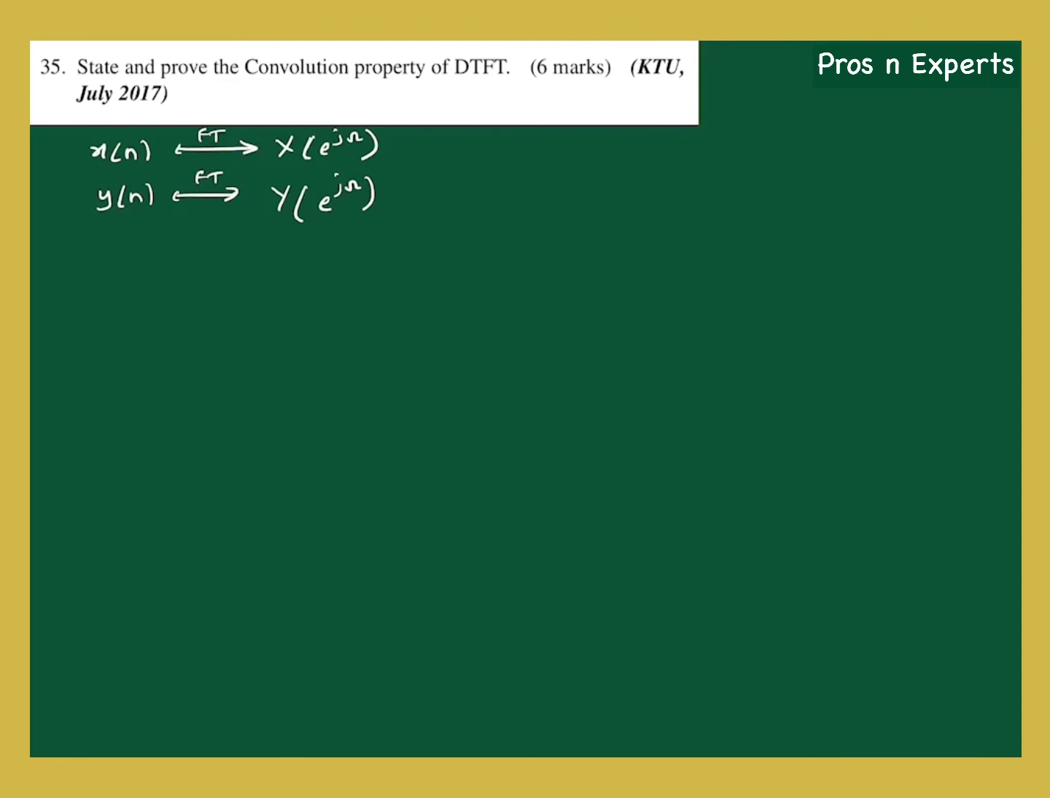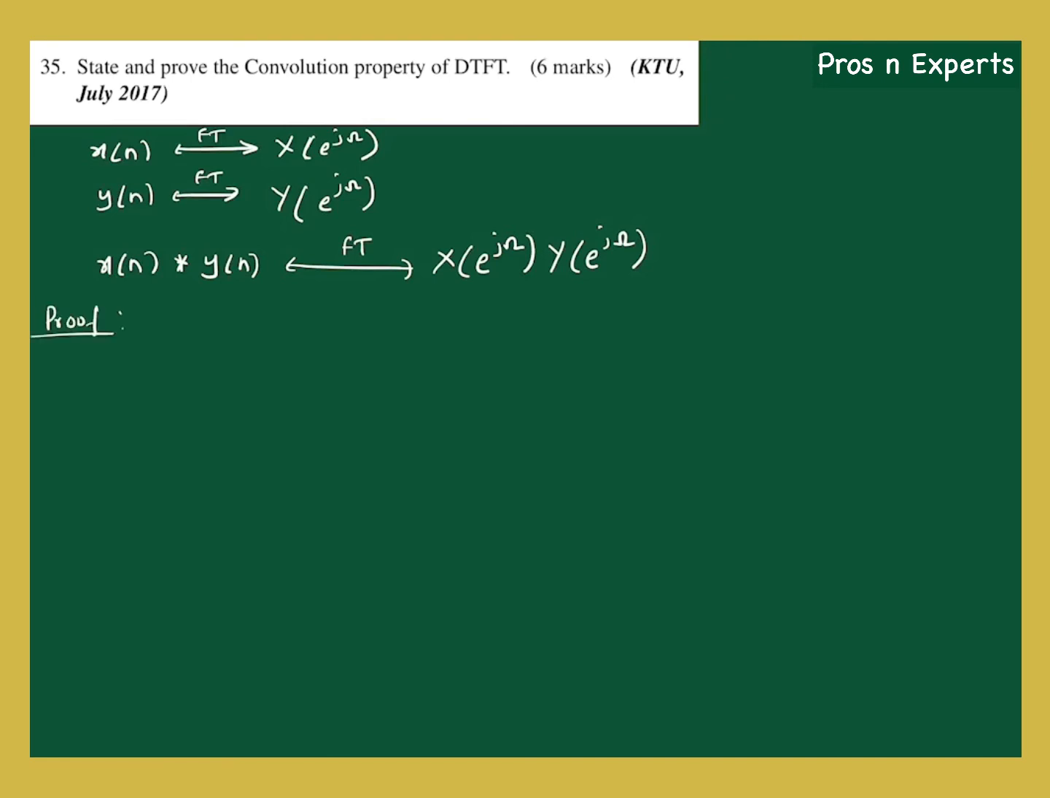So what the convolution property says is the Fourier transform of x of n convolution y of n will give you the product, multiplication in frequency domain, x of e raised to j omega into y of e raised to j omega. So the hectic operation in time domain, that is convolution, is transformed into simple multiplication in frequency domain. That's the biggest advantage of the convolution property. Now let us prove it.